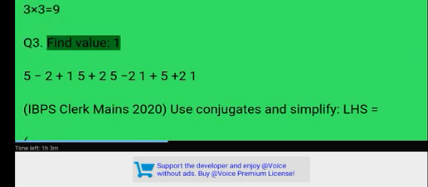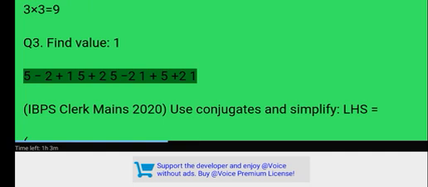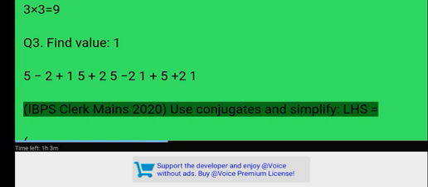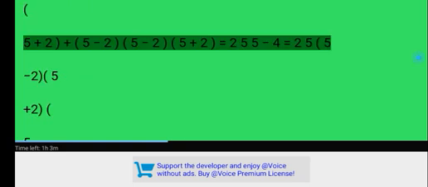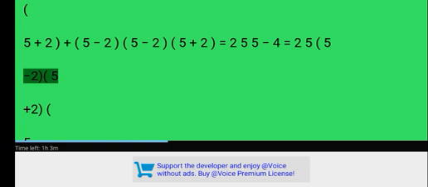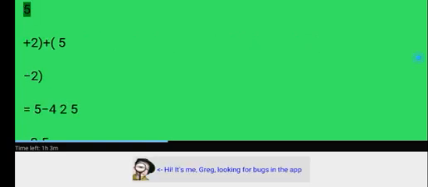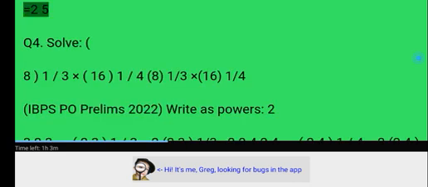Q3. Find the value of 1 over (√5 minus √2) plus 1 over (√5 plus √2). IBPS Clerk Mains 2020. Use conjugates and simplify. LHS equals (√5 plus √2 plus √5 minus √2) over (5 minus 4), which equals 2√5.